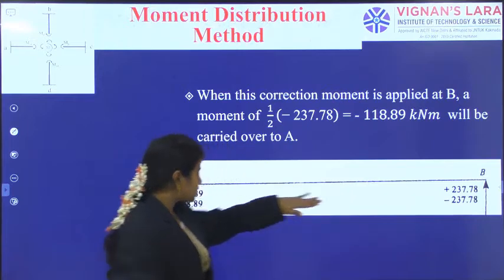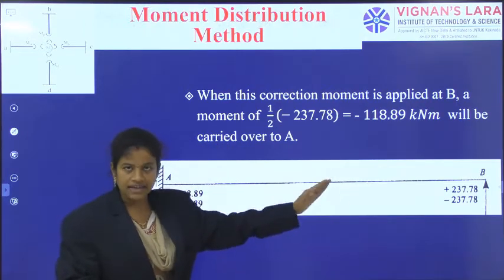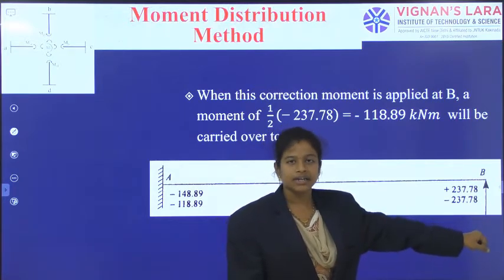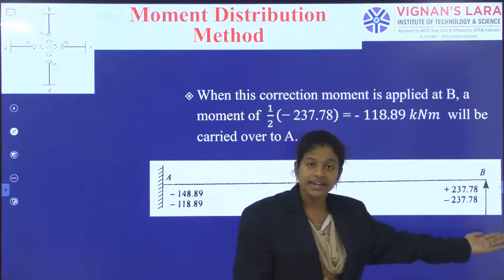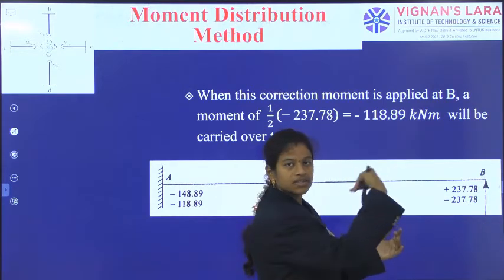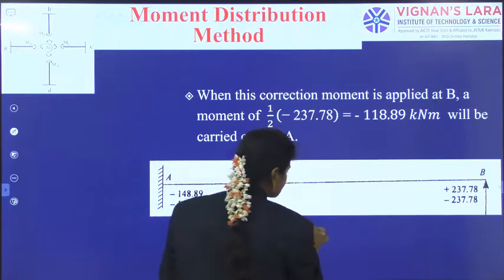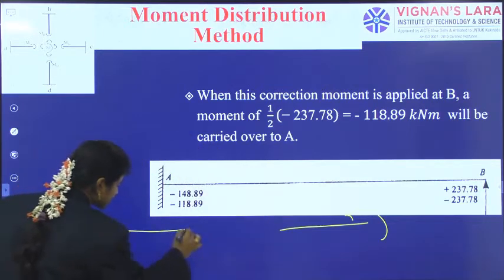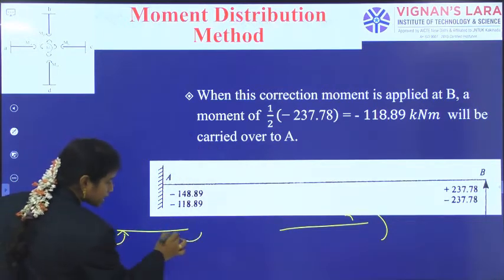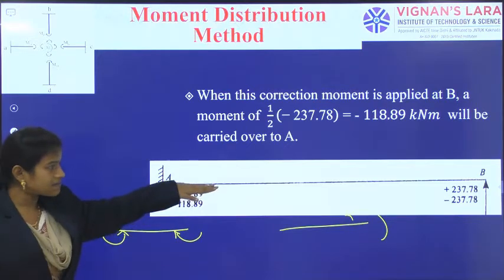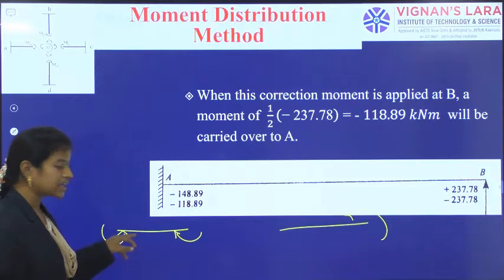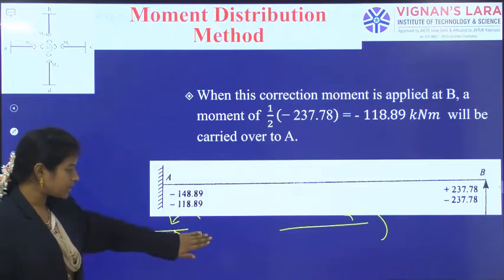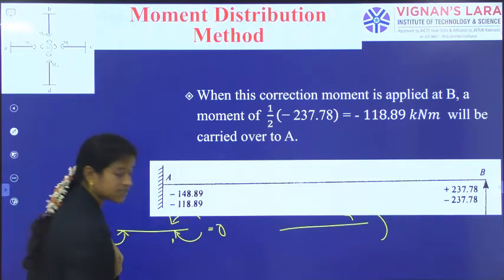So, initially the first row is given with fixed end moments, and next, to make this freely supported end moment 0, I have given the negative sign of 237. This negative 237 is given in the anti-clockwise direction at B. Initially, this beam is having a clockwise moment. That is the first step of indication. Later, I am giving an anti-clockwise moment for making these two summation equal to 0.